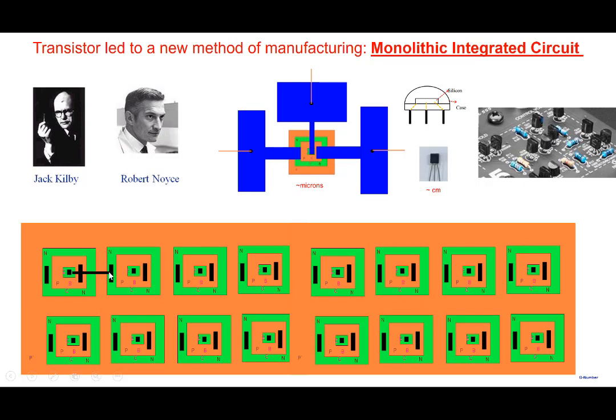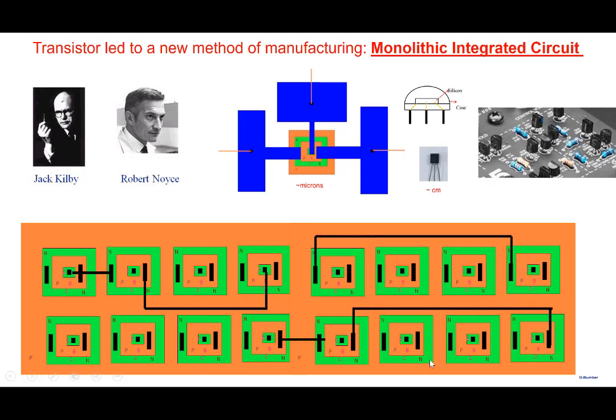You can evaporate aluminum and deposit it selectively on a piece of silicon. So I can connect the base of this transistor to the collector here. I can connect the emitter of this transistor with the collector of this particular one. So I can selectively interconnect them also. The idea is you make the components on silicon, whether it's a transistor, a resistor or a capacitor, and you make the wires also on the piece of silicon.